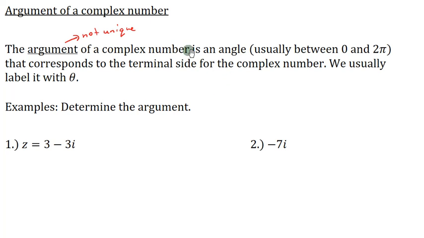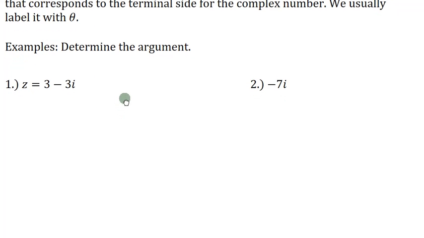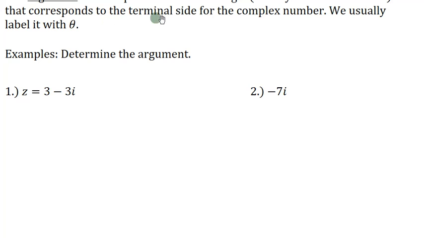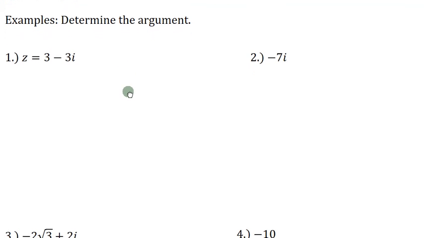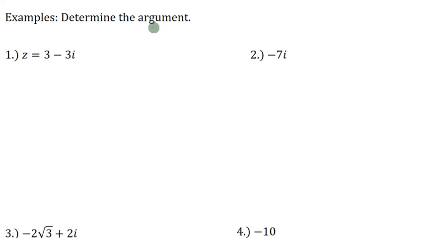But it's the angle that corresponds to the terminal side for the complex number, and we usually label it with the Greek letter theta. Okay, so let's see what this means. It's the angle that corresponds to the terminal side. So determine the argument, determine theta for each of these complex numbers. So the best thing to do is to visualize the complex number so you can see the terminal side.